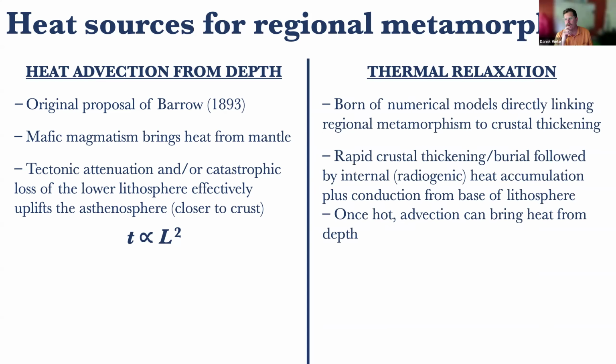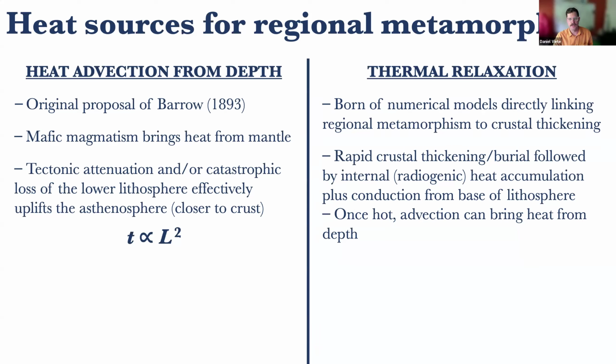The other end-member model is that of thermal relaxation, and this was born of numerical models that were produced during the 70s and 80s, which directly linked regional metamorphism to crustal thickening. And so within these models, there was a phase of rapid crustal thickening, which basically took rocks to depth, relatively cold rocks to depth, and burial. And this was followed by internal heat accumulation by radiogenic decay, plus some conduction from the base of the lithosphere, so a more distal asthenosphere. So once the system is hot, then advection via erosion and exhumation could then bring the heat from depth back towards the surface.